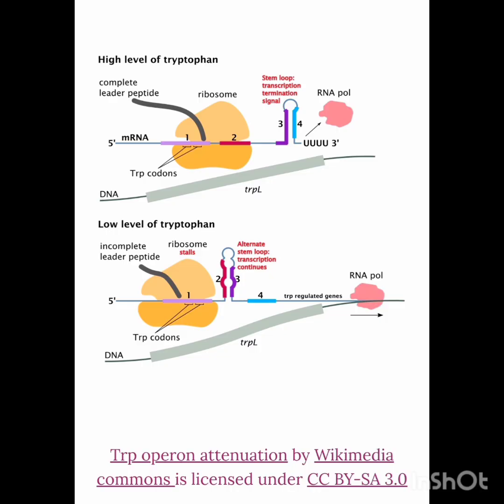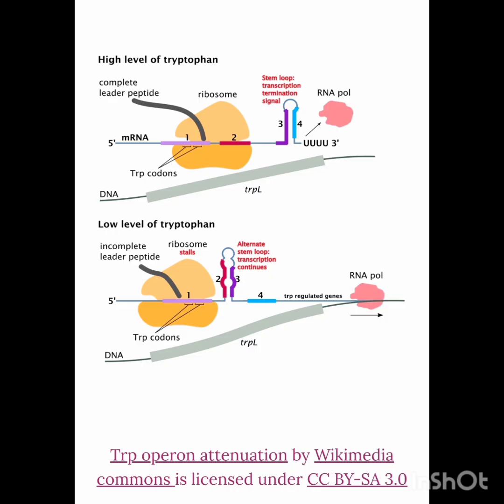The first mechanism, repression, determines whether transcription can begin. The second mechanism, attenuation, determines whether transcription should continue after initiation. Together, these mechanisms provide precise control over gene expression and ensure that the cell responds rapidly to changing intracellular concentrations of tryptophan. The biological significance of the tryptophan operon is immense.